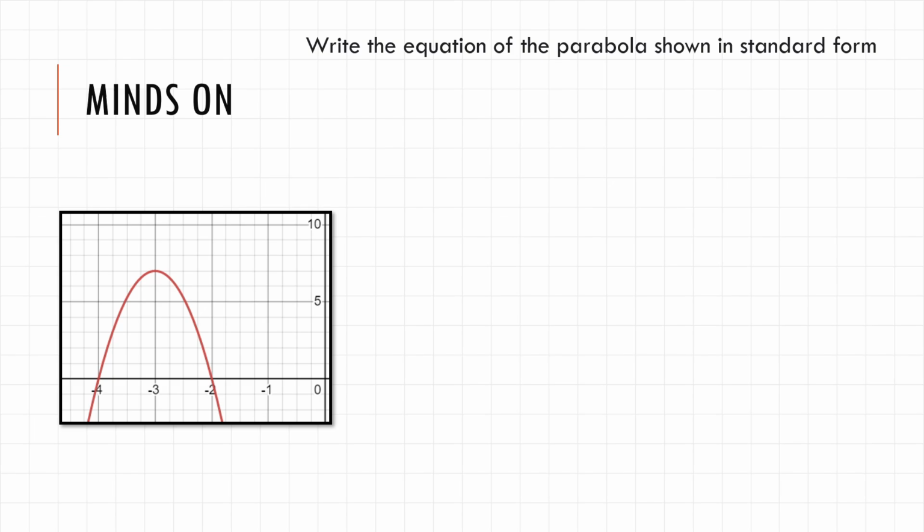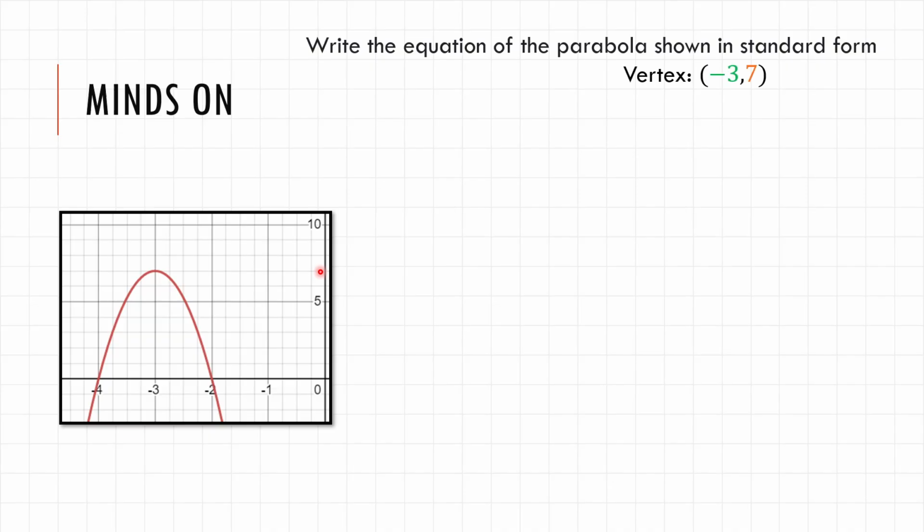To start off, I invite you to pause the video here and see if you can write the equation of this parabola shown in standard form. Well, if you're like me, you would find it very difficult to do that just off the graph. But one thing that I do know how to do is how to find the vertex or the maximum point or the minimum point. And that's right here at -3 and looks like +7.